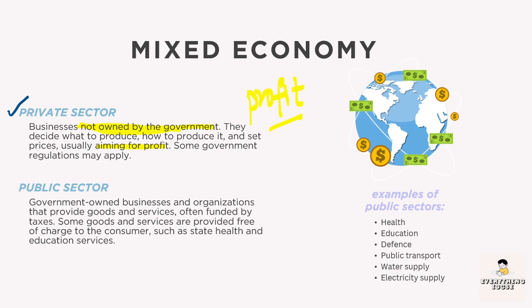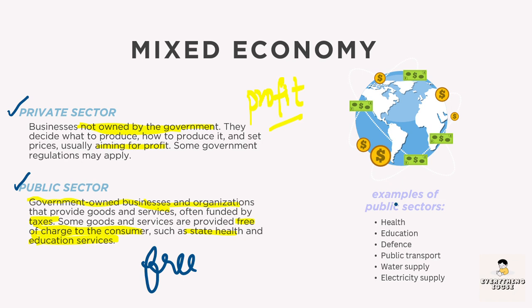products, okay? And then the next sector is the public sector, and this is owned by the government, okay? It's government owned businesses and organizations that provide goods and services, often funded by taxes. So the taxes that day-to-day citizens pay are what's used to fund these businesses and organizations in the public sector. Some goods and services are provided free of charge to the consumer, such as state health and educational services, okay? So that is an advantage of the public sector, the fact that some of these services are free of cost.